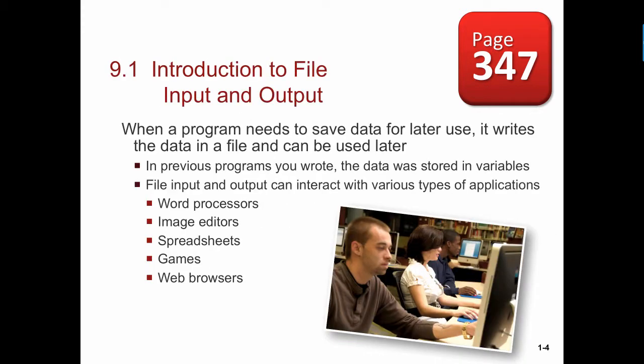When we work with files, we're usually talking about input and output. Here we're going to use our program to create data, and then we would use another program to maybe process it. So in previous programs you wrote data that was stored in variables. Well, that's exactly what we're doing here. The file input and output can interact with various types of applications. So for example, you can have your data interact with word processors, image editors, spreadsheets, games, web browsers, all kinds of things.